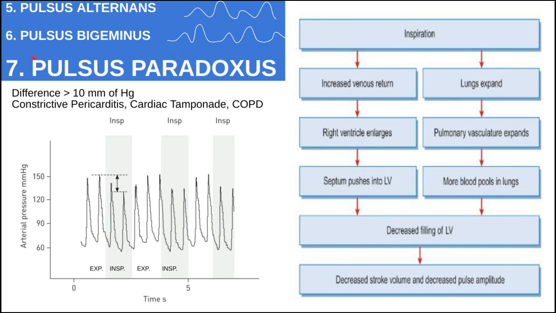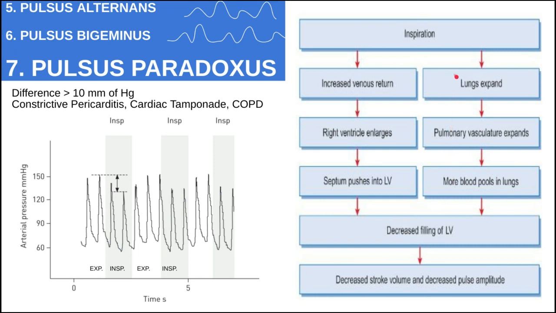Next is pulsus paradoxus. Normally, there is a fall in systolic blood pressure during inspiration, and if it is exceeded by 10 mm of Hg, it is called pulsus paradoxus. So, what happens at inspiration? Decreased intrathoracic pressure leads to increased venous return in right atrium and ventricle, and it pushes the septum towards the left ventricle, which further causes decreased filling of the left ventricle.